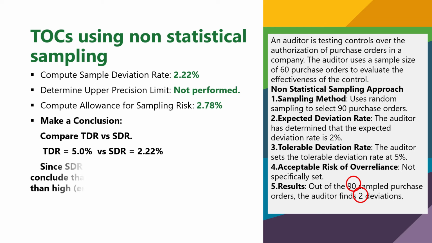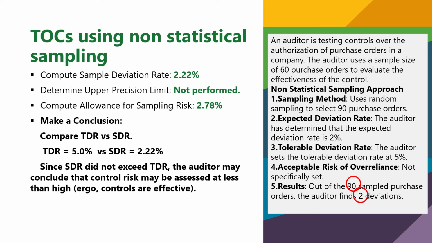All right, so now we get to make the conclusion. We have already computed our allowance for sampling risk. In the case of non-statistical sampling, our life is a little bit easier as we will make a conclusion simply basing on the tolerable deviation rate and the sample deviation rate. So imagine this. You're willing to tolerate up to 5% deviation, but the sample showed you only a 2.22% deviation. So in this case, since the sample deviation rate did not exceed the tolerable deviation rate, you may conclude that control risk may be assessed at less than high, ergo the controls are effective and may be relied upon.